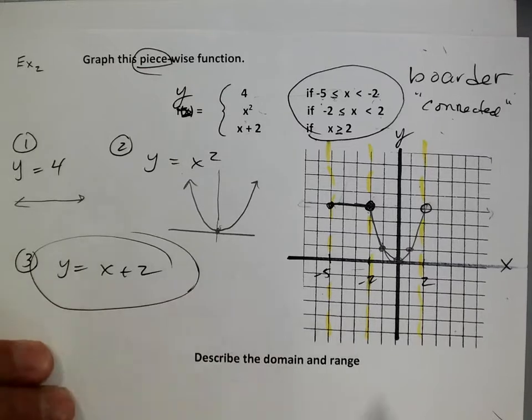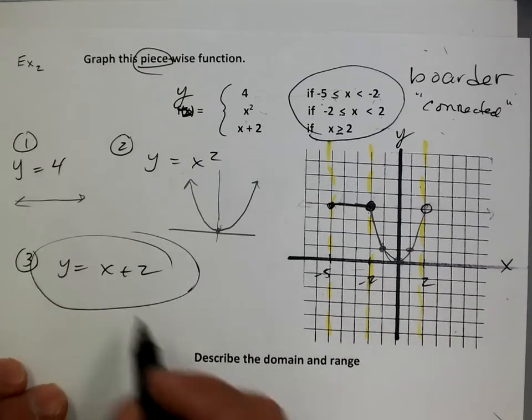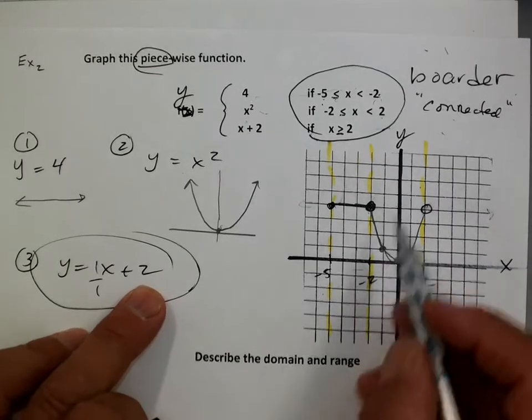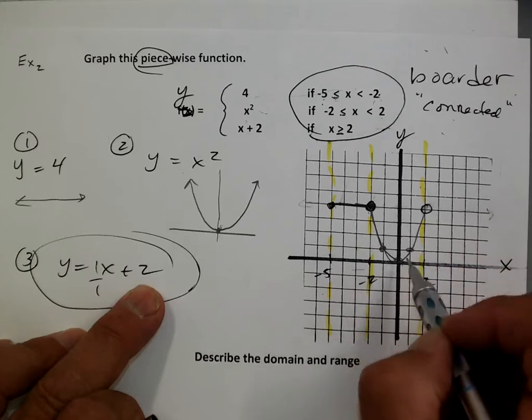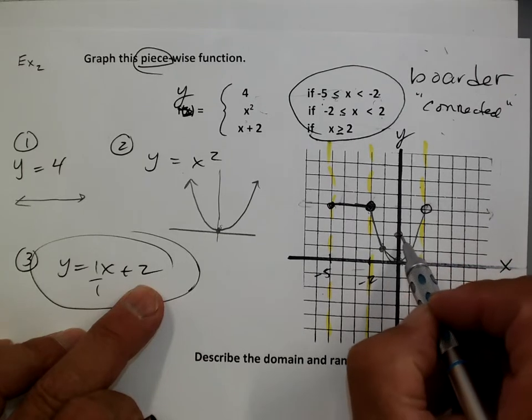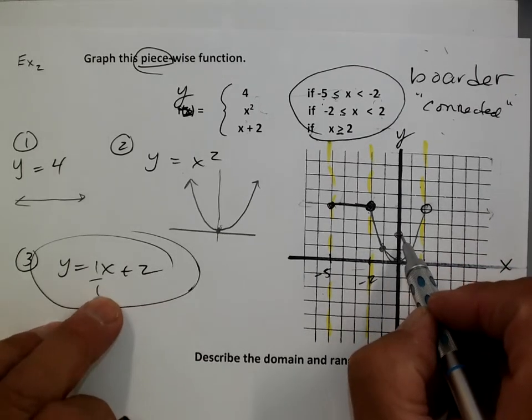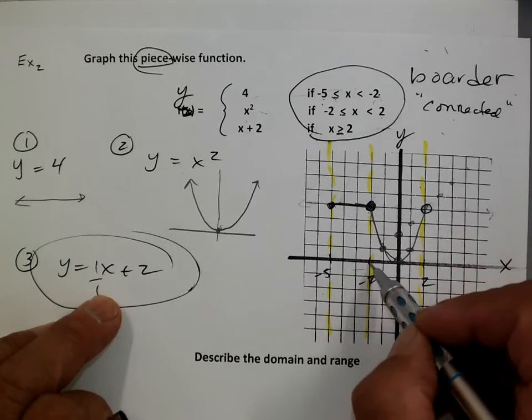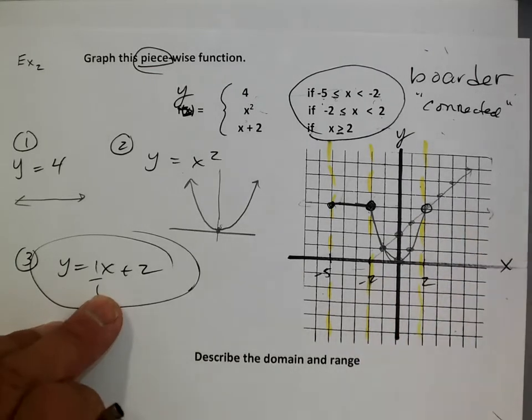Y equals x plus 2, okay? That's a straight line, has a slope of 1/1. Okay, let's figure out what this looks like. So I'm going to start at 2. Just right here, 1, 2, right? And I'm going to go up 1/1, up 1/1, up 1/1, up 1/1. Okay, so my line would look like this, except I don't want all of this.